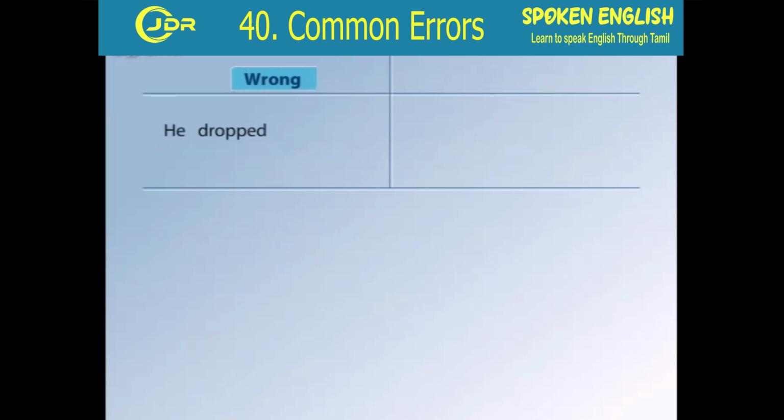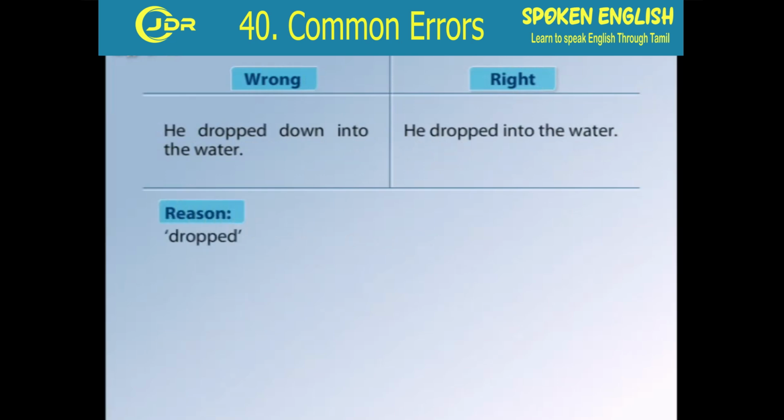Wrong. He dropped down into the water. Right. He dropped into the water. Reason: dropped itself means come down or fall down, so down is unnecessary.